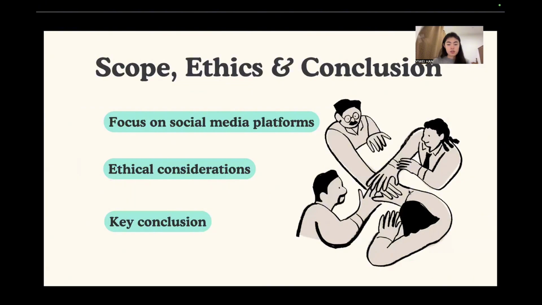This study focuses on political content exposure on social media platforms and does not analyze technical algorithm systems. Participation is voluntary, and all responses are anonymous.